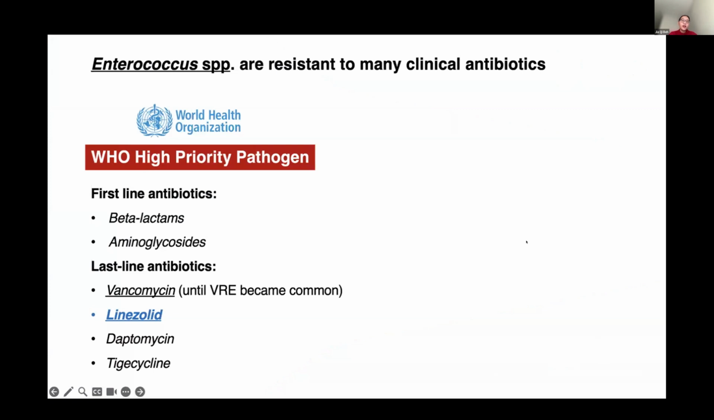Enterococcus species are known to be resistant to a wide range of clinical antibiotics, and because of this, they have been recognized as a WHO high priority pathogen. In particular, we are concerned about species that are resistant to vancomycin, also known as VREs, because these are often very difficult to treat, as they are mostly resistant to all of the first-line antibiotics. This becomes even more concerning when the patient becomes resistant to not just vancomycin, but also linezolid, which is a drug that we use to treat VRE infections.